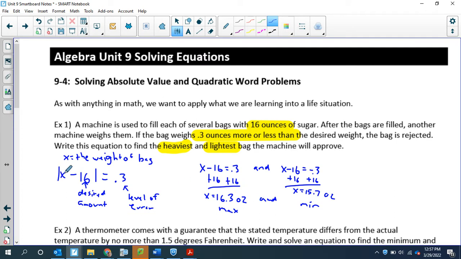Okay, but the key is when we have that min-max thing, we're using absolute value. We're doing our variable minus whatever our desired amount is inside of the absolute value and setting it equal to our level of error.